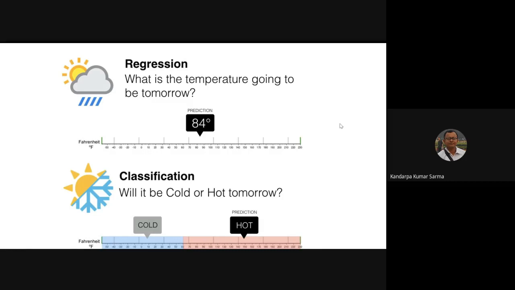So we can see a regression case like this: we know today's temperature, and with the knowledge of today's temperature or a few previous days' temperature, we can predict tomorrow's temperature. But classification can be like whether it will be hot or cold tomorrow. So this is the difference between regression and classification.